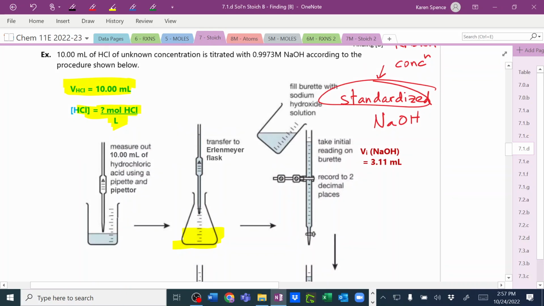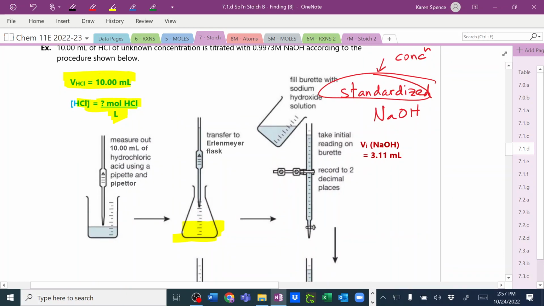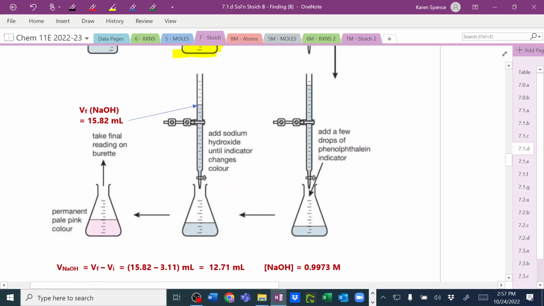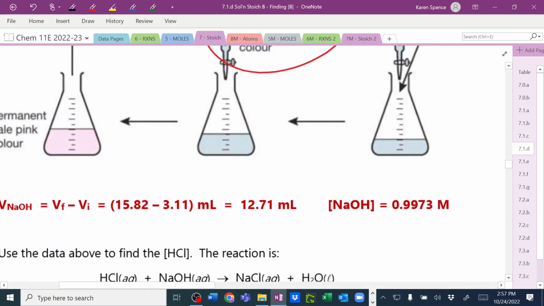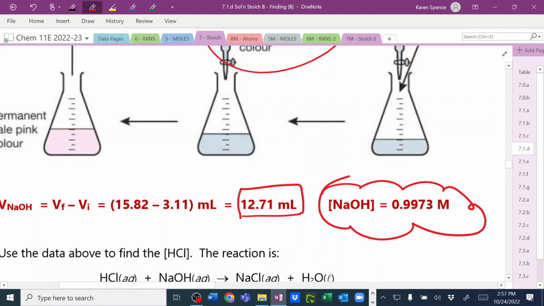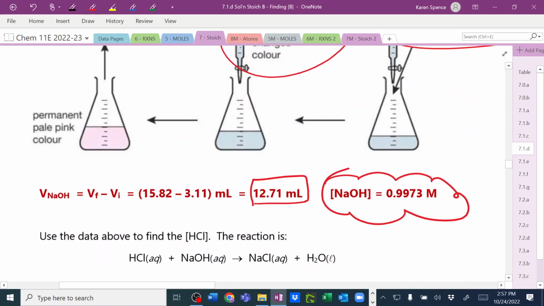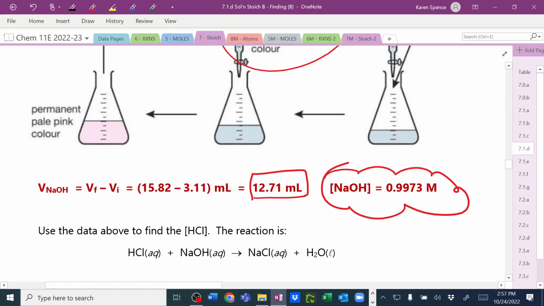We take our initial reading of the volume. We add our phenolphthalein indicator. We add sodium hydroxide until it changes color. We measure our final volume. So now we have a final volume, we have initial volume. We can subtract those two, we find 12 milliliters. That NaOH, remember we had to have known that. It had to have been given to you. And then we just do the math on it.